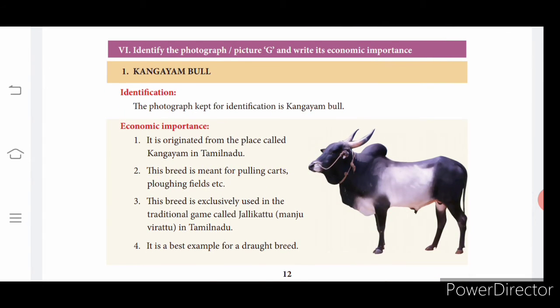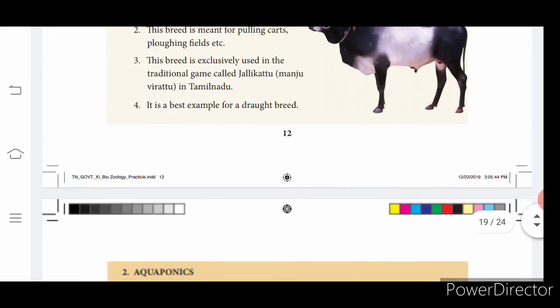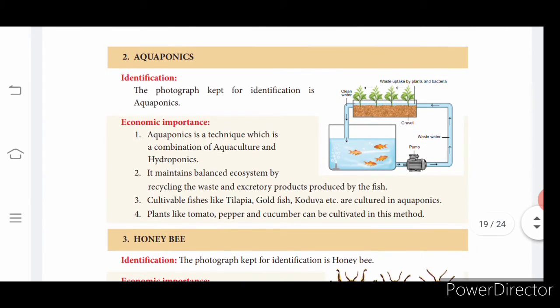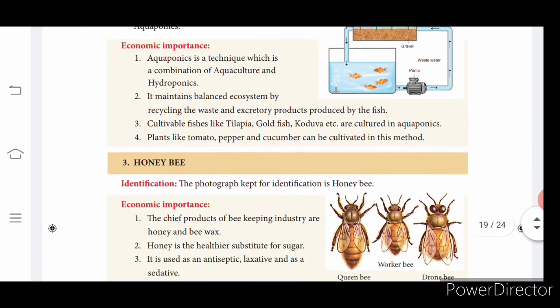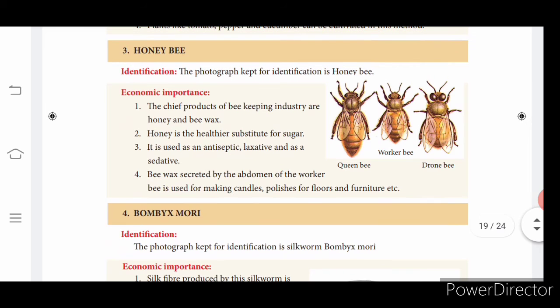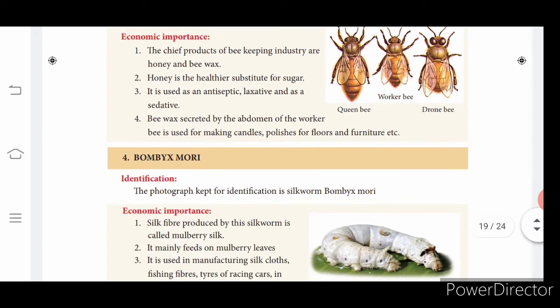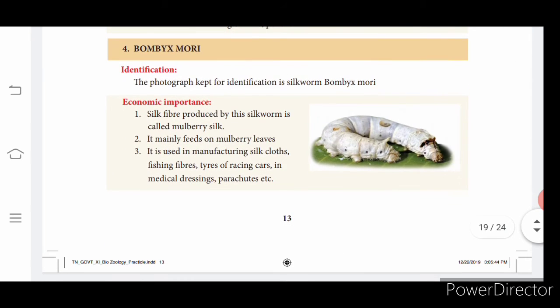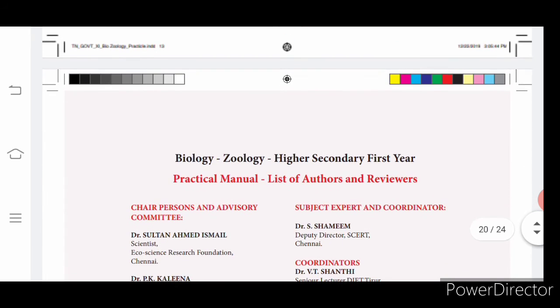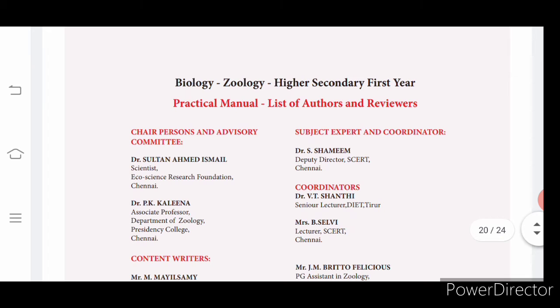Next comes Conchium bull: heading, identification and economic importance only, no need of drawing a diagram. Aquaponics also: heading, identification and economic importance. Honeybee: heading, identification and economic importance. Bombyx mori: heading, identification and economic importance only, enough. So with that your manual is over.